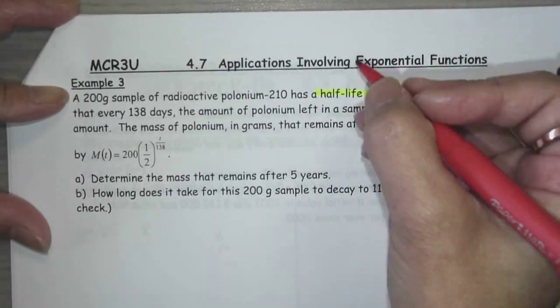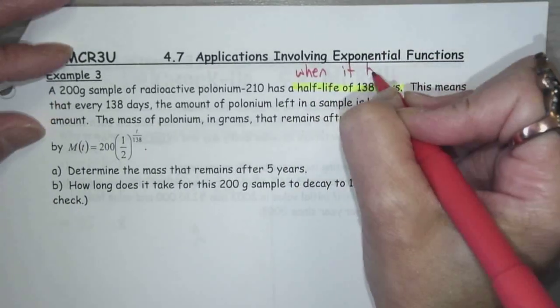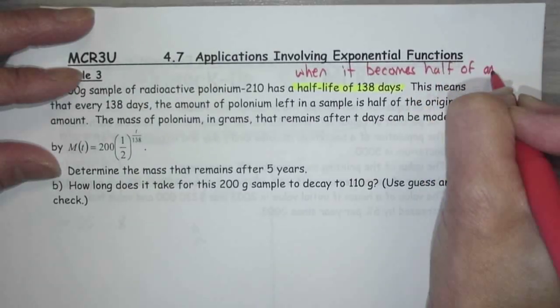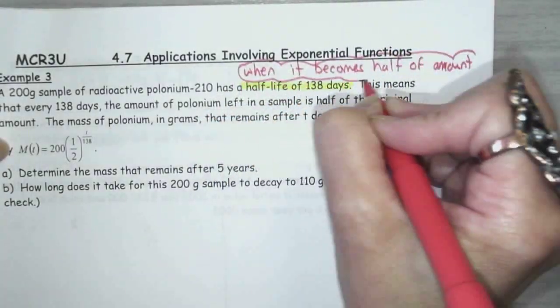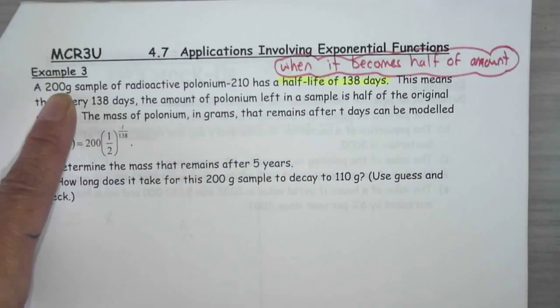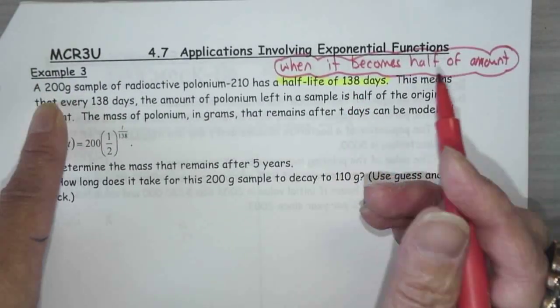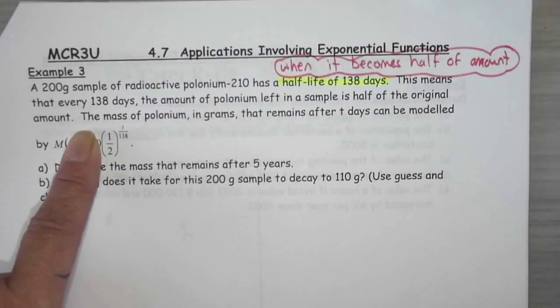So half-life is when it becomes half of the amount. It's exactly the way it sounds. So with a half-life of 138 days, it will become 100 grams. And then after another 138 days, it'll be half of that. So that's when it becomes half of the initial, whatever the initial amount is. That's called a half-life. So it's every 138 days. Does that make sense? Half of the initial amount.